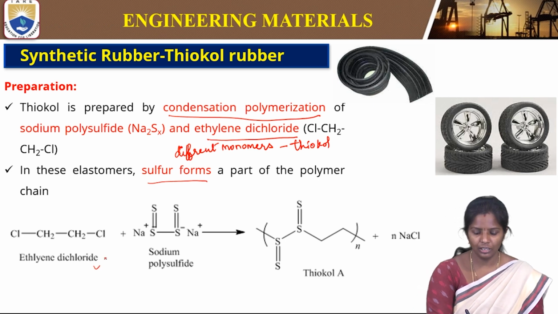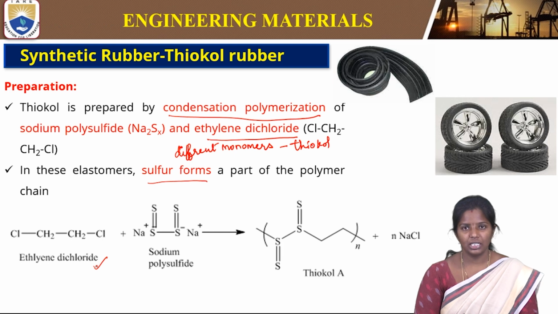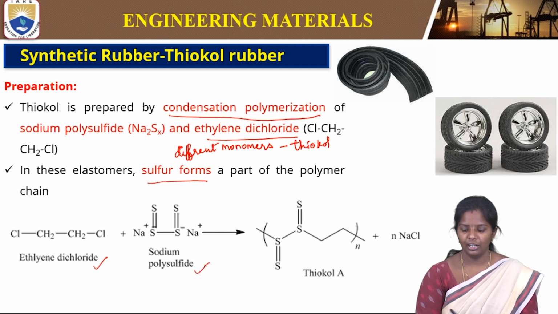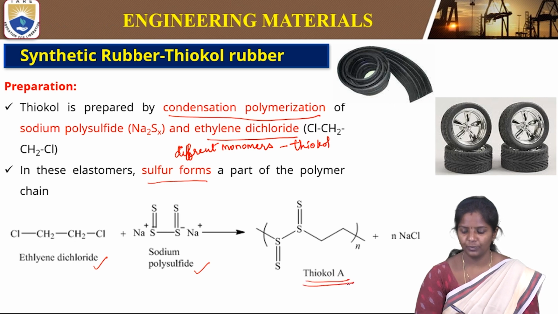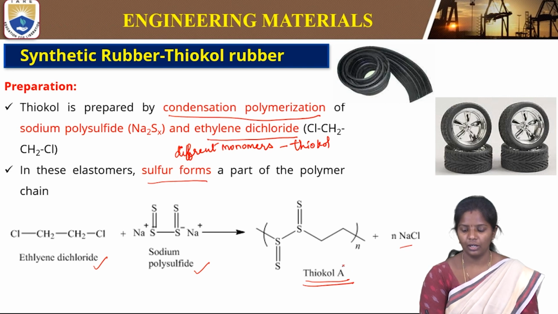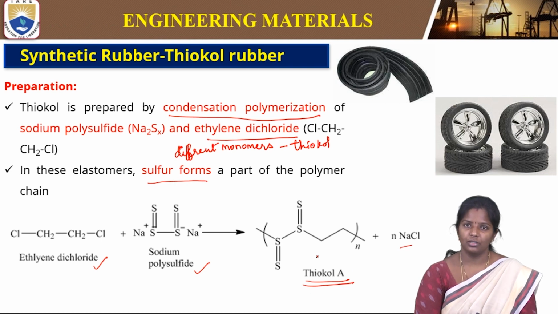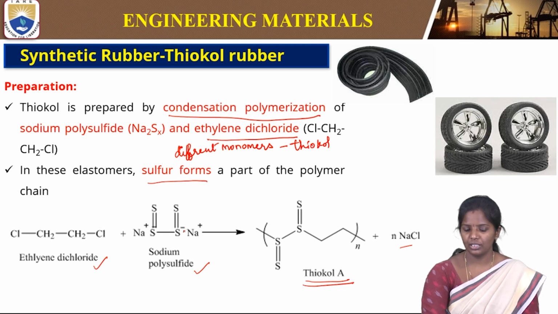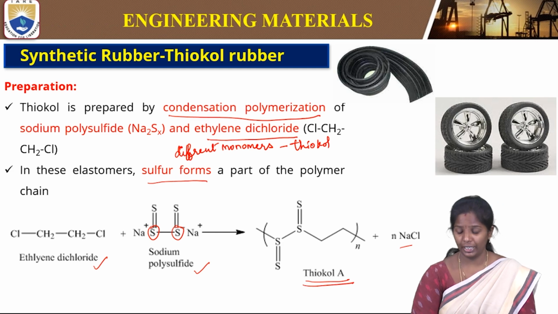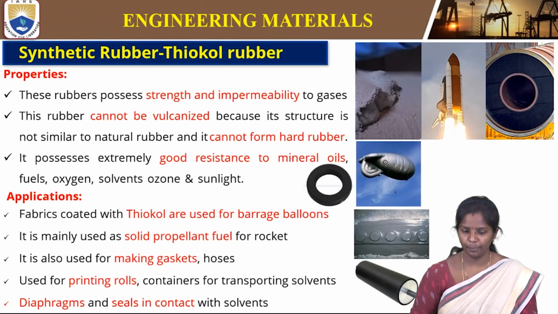So ethylene dichloride, when reacting with sodium polysulfide, forms thiocol A with a byproduct of sodium chloride. This is how thiocol A is formed. So this is another type of synthetic rubber. Because of this sulfur, some properties vary. So let us see the properties.